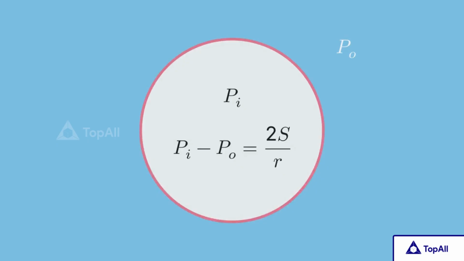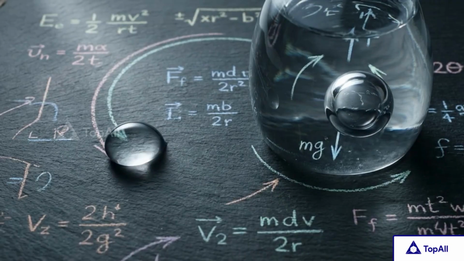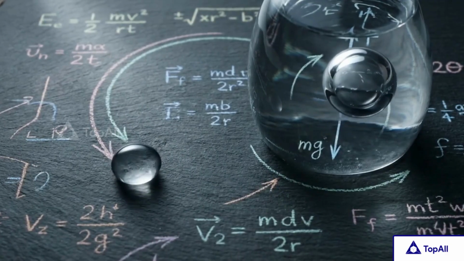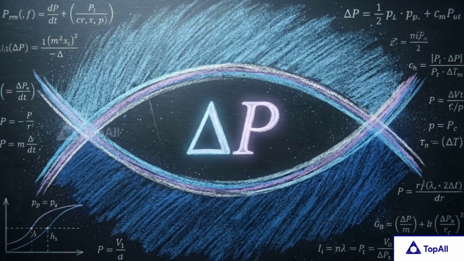We can apply this rule to the inverse scenario, a spherical pocket of air trapped inside a larger body of water. Because this cavity still involves a single boundary between liquid and gas, the same ratio of 2S over r dictates the internal pressure. Whether it is a drop of water in the air or a bubble of air in the water, the presence of a single interface generates a predictable pressure difference.